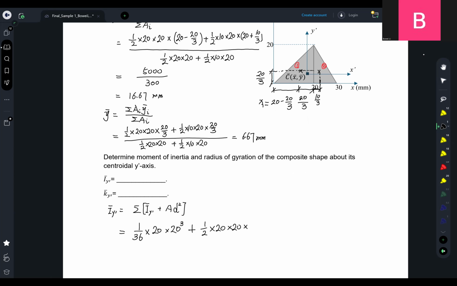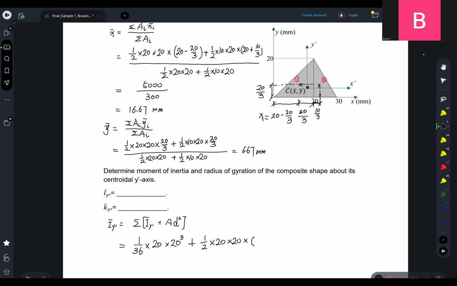So actually it will be the difference between the centroid of the area 1 and the total area. The centroid of area 1, we already have that in the first part, right? So it is actually here. It's 20 minus 20/3.